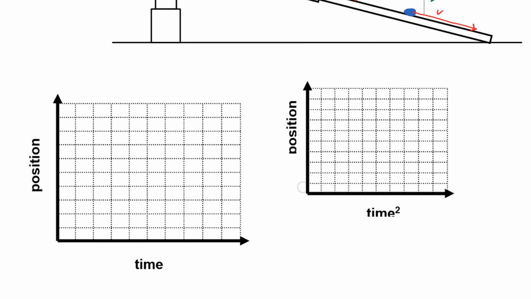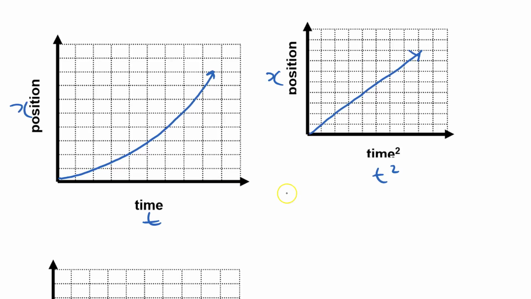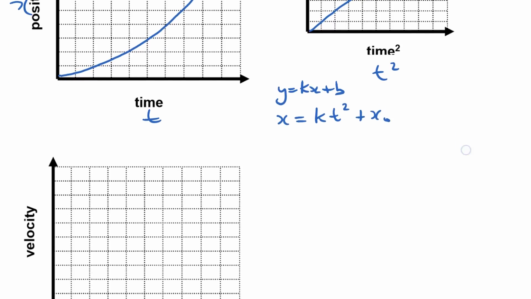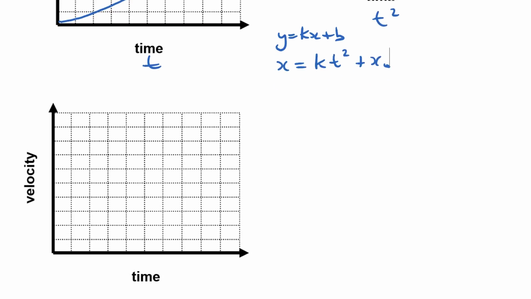So we compared a few things. We took a look at position versus time, and it had a curve that looked like this. And so we had to straighten it by, instead of doing position versus time, doing position versus time squared, and then we got a nice linear graph. So instead of y equals kx plus b, in this case we had x equal to some constant multiplied by t squared plus x0.